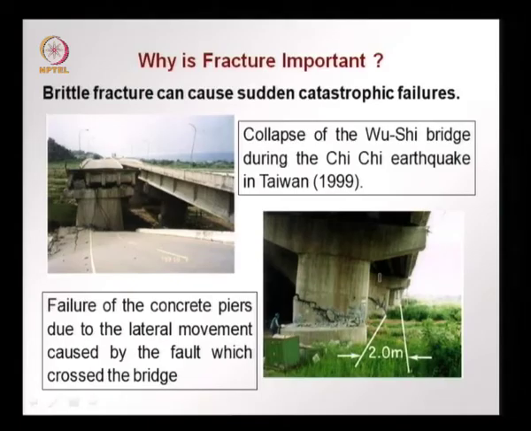More brittle materials are more prone to fracture. These are pictures of the Wuxi Bridge during the Chi-Chi earthquake in Taiwan in 1999, where there was a fault very near the bridge and the bridge had a lot of lateral loads, resulting in severe cracking of the piers, large movements of about 2 meters that the bridge was not designed for, and the concrete, though it was reinforced, failed by cracking.